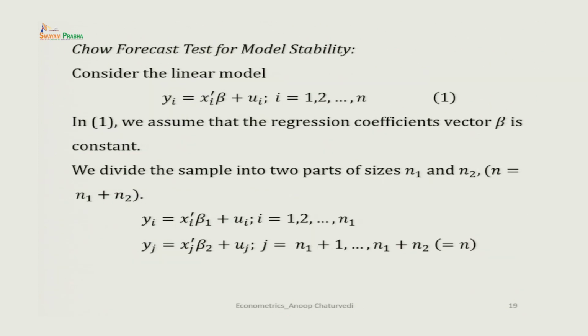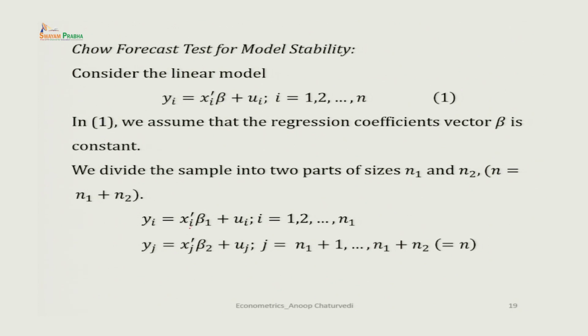Now, we consider Chow forecast test for testing the model stability. So, we consider the linear model y i equal to x i transpose beta plus u i, i equal to 1 to n. Then in equation 1, we assume that the regression coefficients vector beta is constant. Then we divide the sample into two parts of sizes n 1 and n 2. So, that n is equal to n 1 plus n 2.